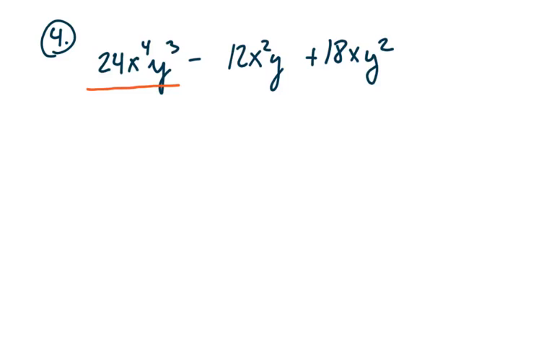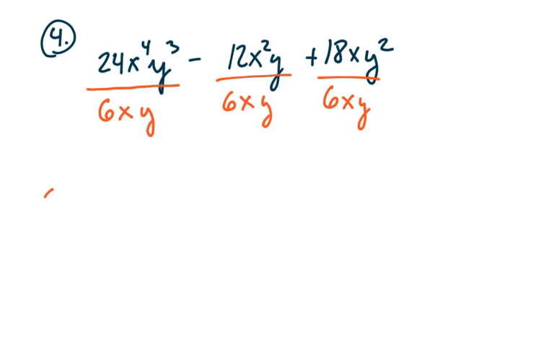This is the first one that requires a little bit more thinking. Looking at this, I'm looking at the smallest number, which is 12. 12 does go into 24, but it doesn't go into 18. So the next number that pops into my mind to try is 6. So we're going to try 6 with everything, because 6 goes into 18. We have x to the 4th, x squared, and x, so we have to use the smallest, which is x. Y cubed, y, and y squared, we have to use the smallest, which is y.